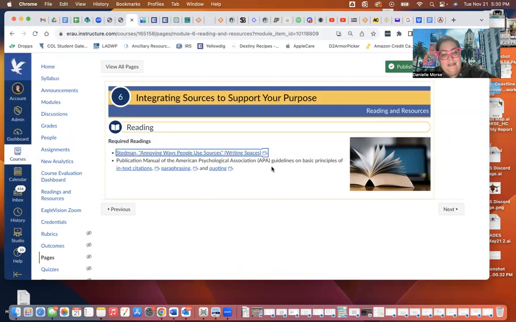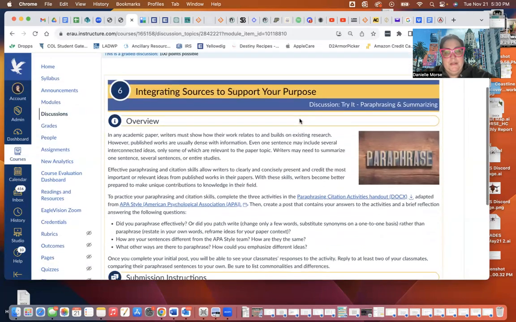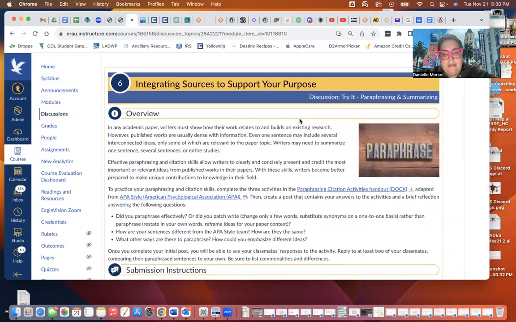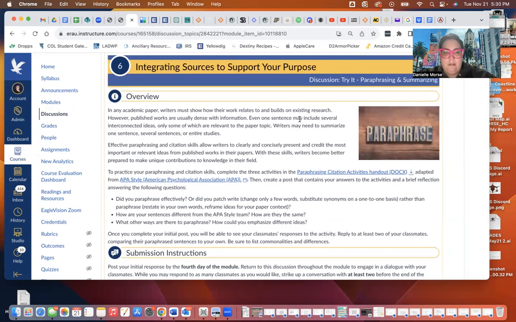And then there, of course, is reference to the APA, because obviously with integrating sources, since that's the style guide we're using, APA is going to be very relevant, just as it was relevant in the annotated bibliography assignment. It's continuing to be relevant. So you have the discussion this week, which is on paraphrasing and summarizing. And as a discussion assignment, remember discussions are post and responses. So it's a combination. It's meant to be kind of a dialogue.